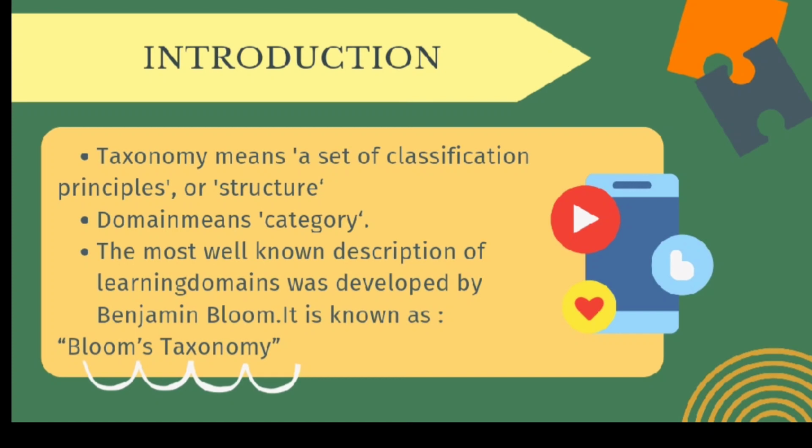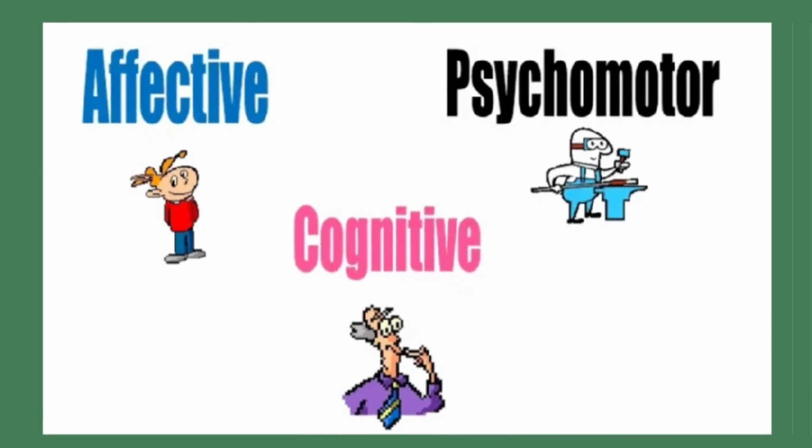Domains means category or difference. The most well-known description of learning domains was developed by Benjamin Bloom, which is why it is called Bloom's taxonomy. Next, we have here the affective, psychomotor, and cognitive.